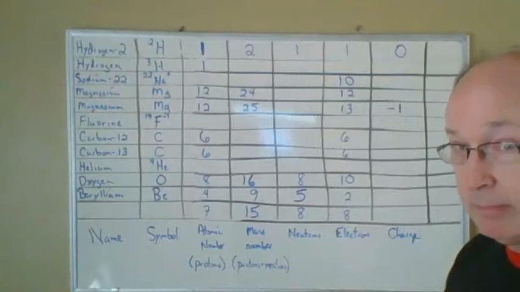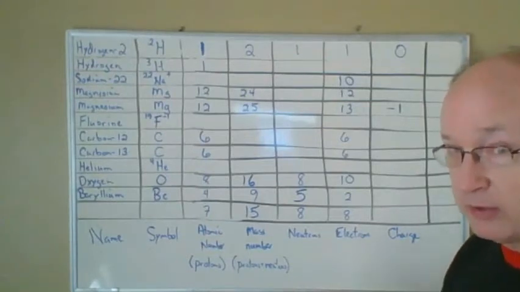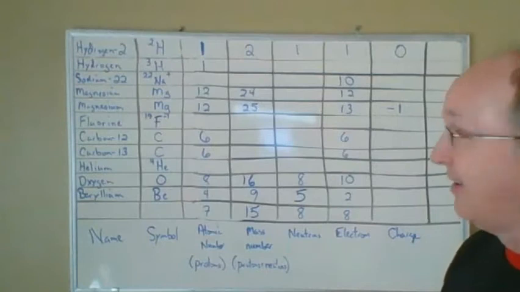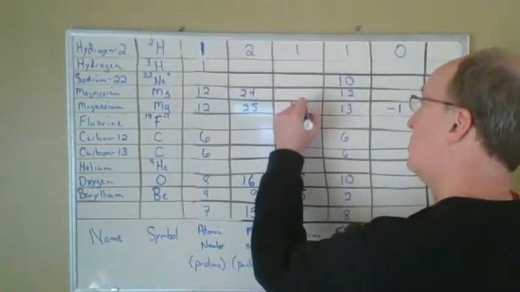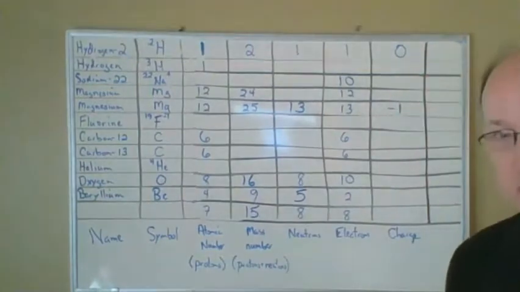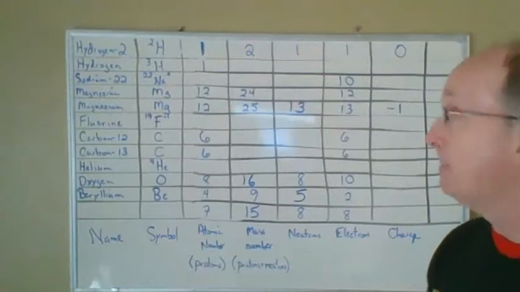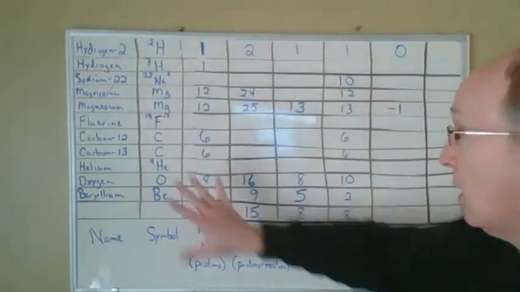Think about it. Don't be afraid to guess to yourself. No one else will know. 12 protons plus 13 neutrons is a mass number of 25. Okay? All right, I'm going to let you work on some more of these.